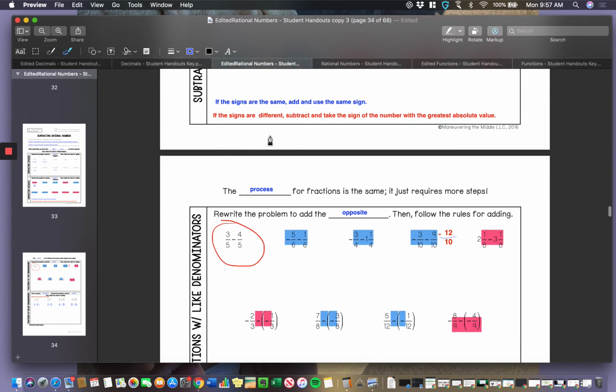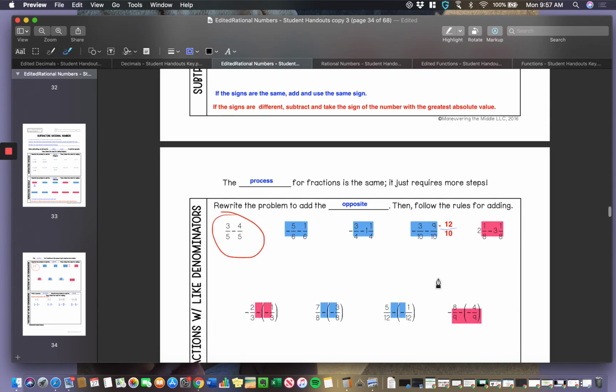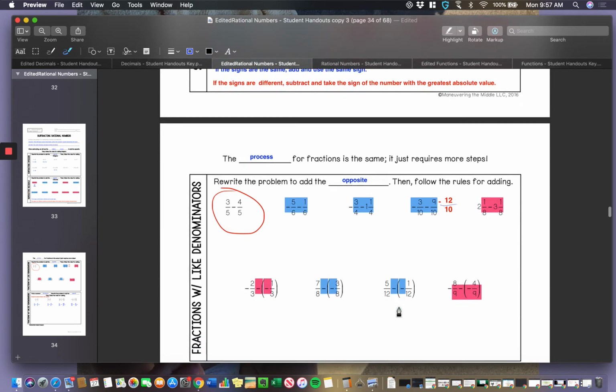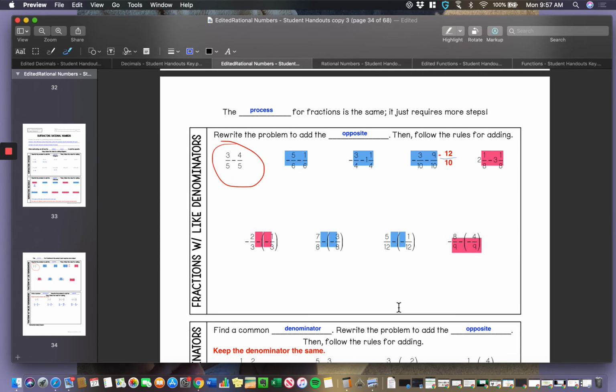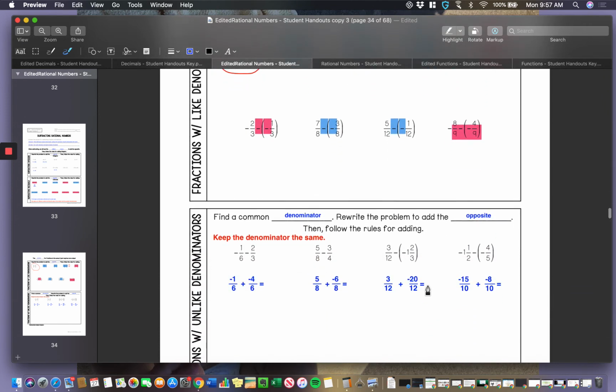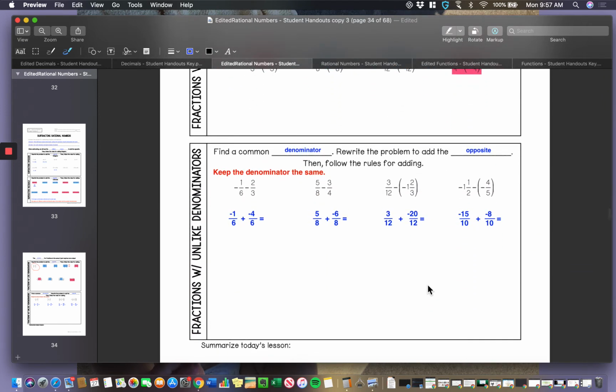But if the signs are different, subtract and take the sign of the number with the greatest absolute value. So if you were going to subtract these, right, you would need to take the negative sign here because it is the greatest absolute value. If you don't know what absolute value is, it is the distance it is from 0, okay? And you need to go back and review videos on absolute value or look at that up on YouTube.